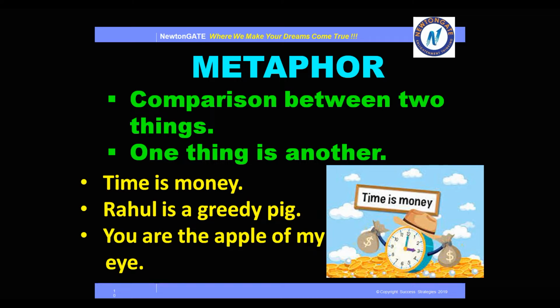Similarly, in the third example also, here apple, we will not take it in the literal sense, but we will be interpreting the word beyond the literal level. Here, apple of my eye, it means that someone who is very close to our heart or someone whom we love very much.